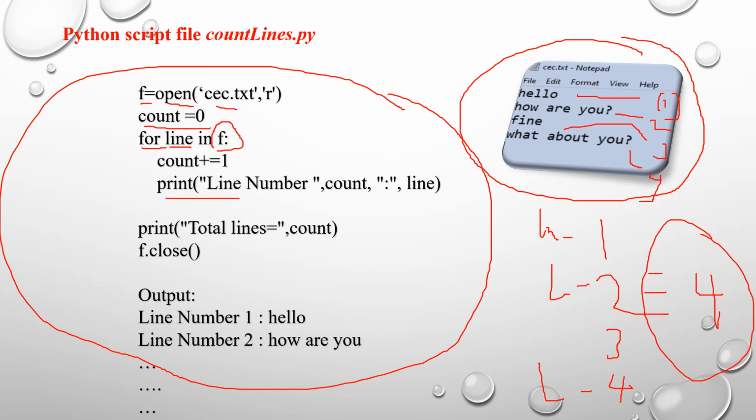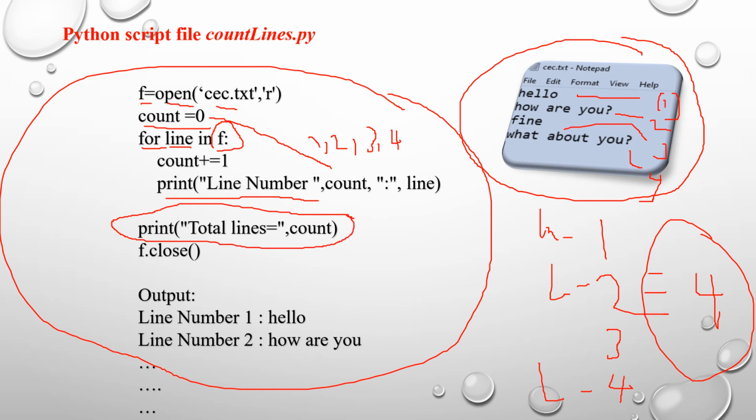After that I'm going to print the line number, count. So this is the count value. Before the first iteration the count value is 0, after the first iteration it is 1, after the second iteration it is 2, after the third it is 3, and after the fourth iteration the count value is 4. So it's going to print this. After all iterations it's going to print the total lines, and the count value is 4.